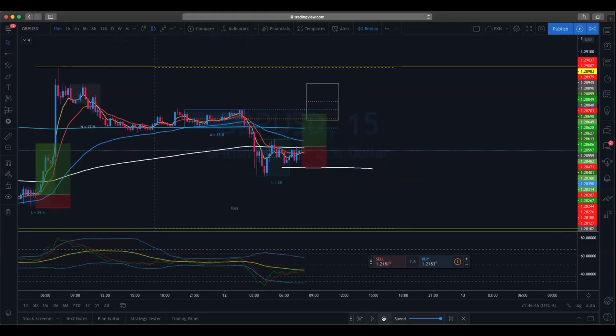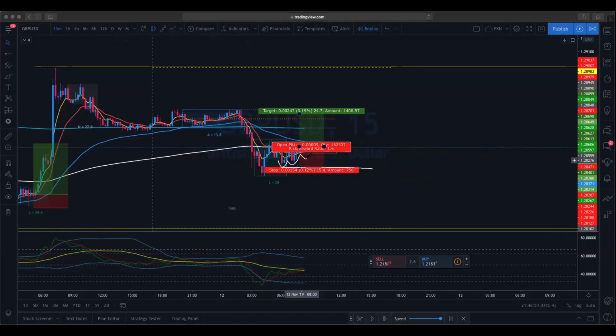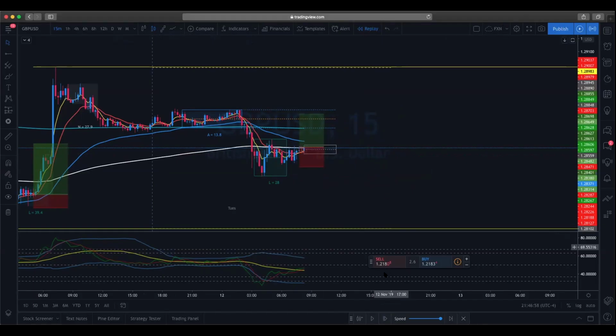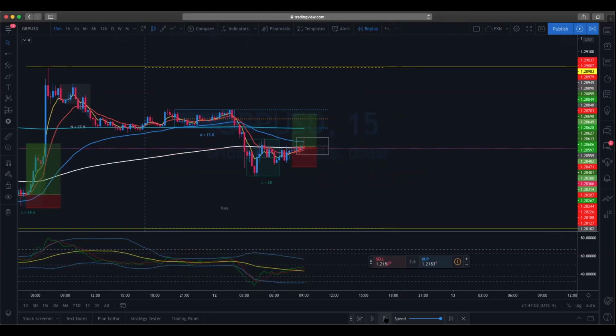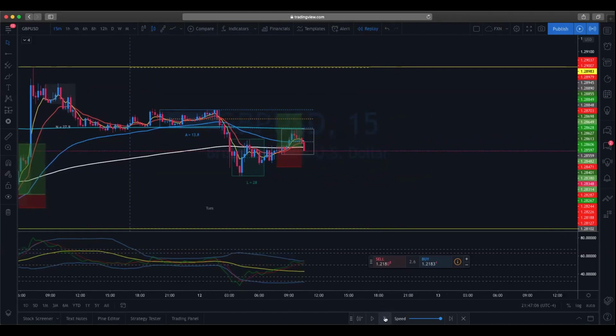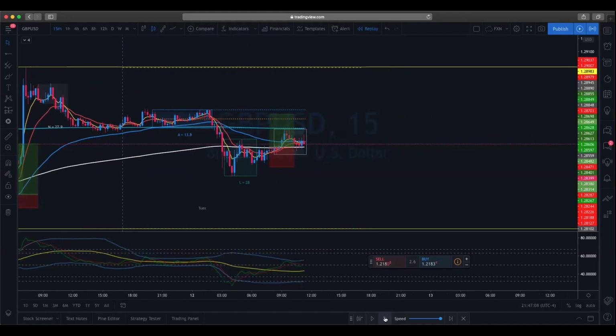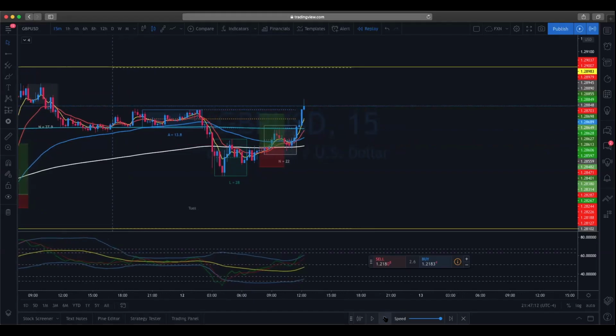You can see it's just riding the 200. And you see how every time it goes higher and higher and higher until it basically is going to break. There it is.